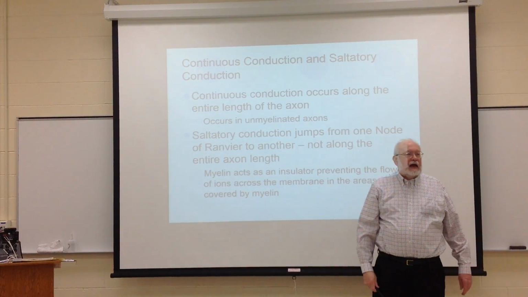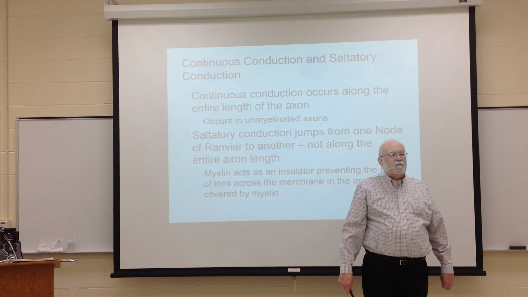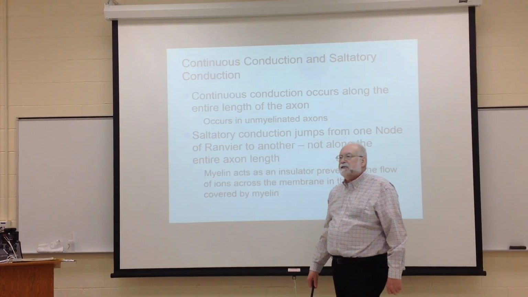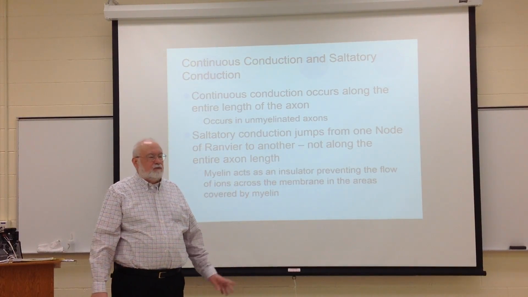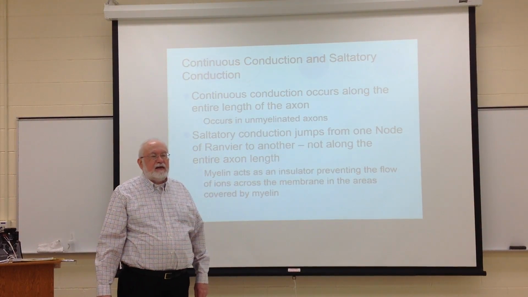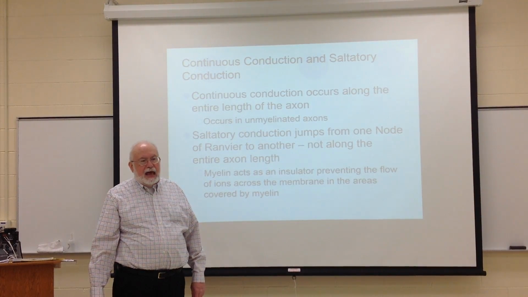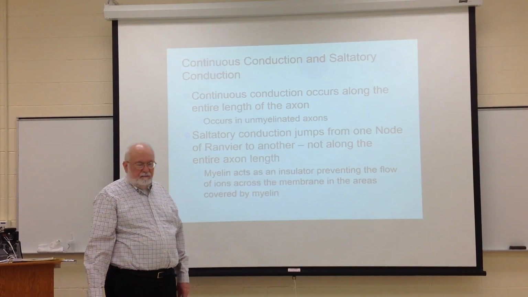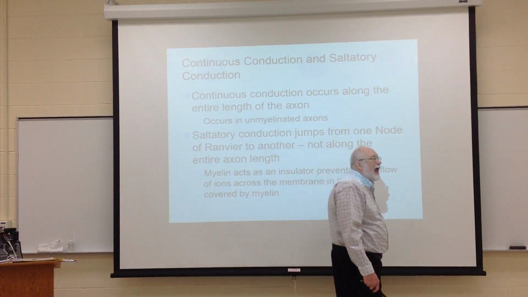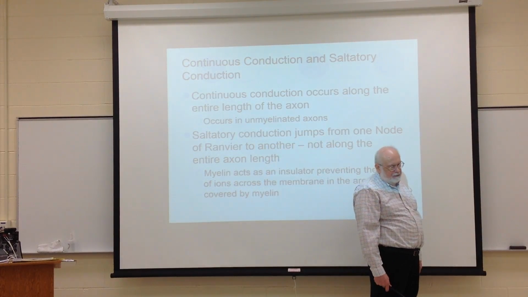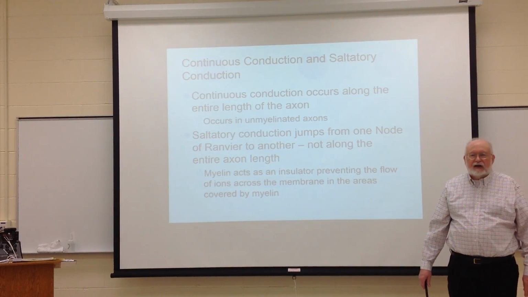Conduction along axons. There's two ways to do it. It can either be continuous or it can be saltatory. Now, where do we find which one? Continuous conduction is what you will observe with non-myelinated axons. So if they're non-myelinated axons, or what we could call gray fibers, they will only show continuous conduction.